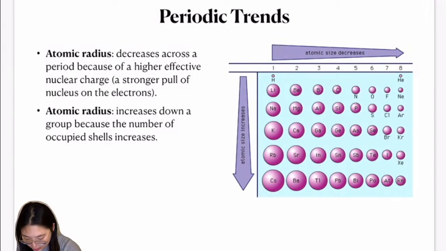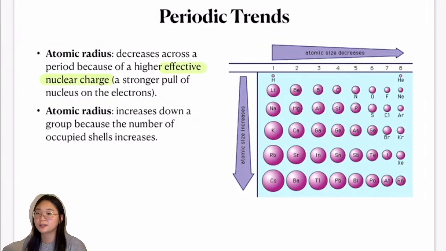This is something that you need to memorize when it comes to the FRQ. The effective nuclear charge is the attraction force of the nucleus toward the valence electrons. Valence electrons are the outermost electrons, the electrons in the outermost shell. Because of the increasing number of protons, there is a stronger pull on the electrons, so the whole thing just shrinks in size. That explains why the atomic radius decreases from left to right.